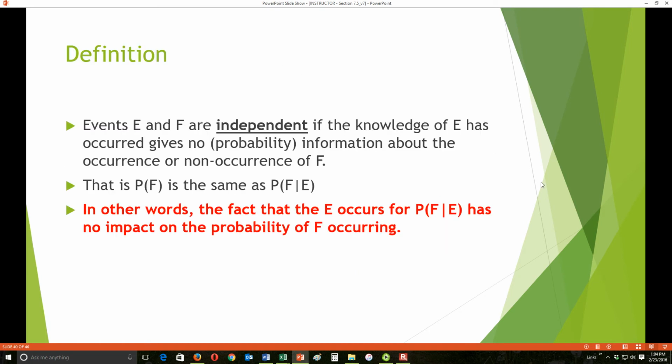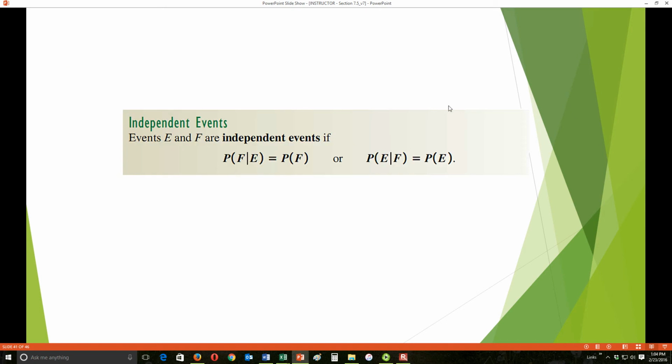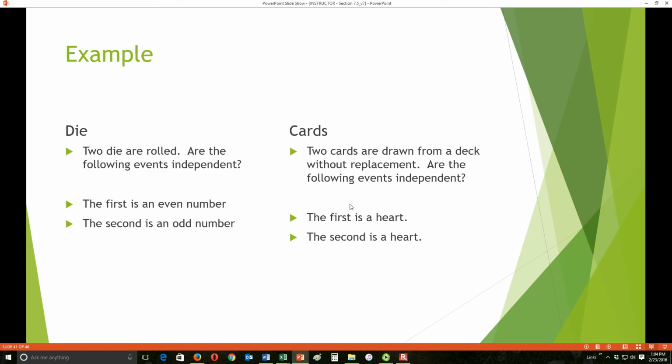We're going to wrap up with our conversation on independence. Events E and F are independent if the knowledge that E has occurred gives no information about the occurrence or non-occurrence of F. That is, P of F is the same as P of F given E. In other words, the fact that E occurs has no impact on the probability of F occurring. This would probably be a better example of, say, dice. Actually, let's look at our formulas first. Events E and F are independent events if the probability of F given E equals the probability of F, or the probability of E given F equals the probability of E.